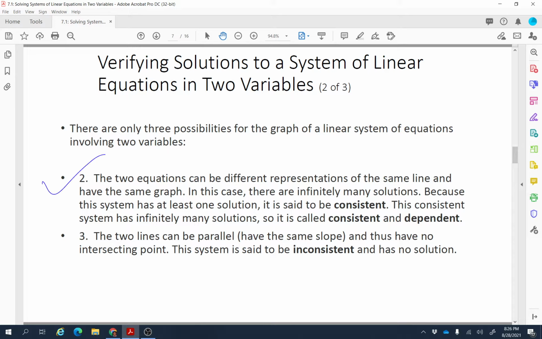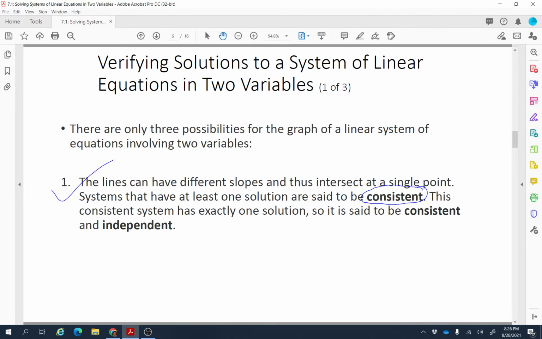Second one, the two equations can be different representations of the same line and have the same graph. In this case, there are infinitely many solutions. Because the system has at least one solution, it is said to be consistent. This consistent system has infinitely many solutions, so it is called consistent and dependent. In the previous case, we had just one solution, so that is called consistent and independent.